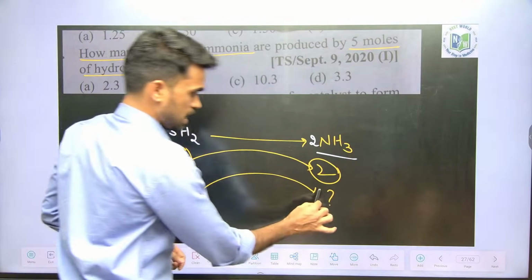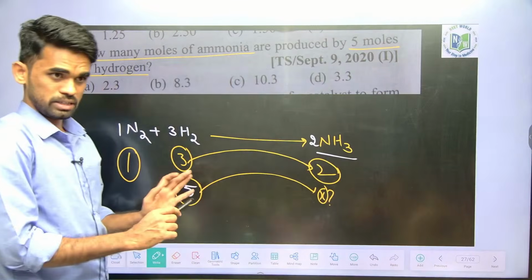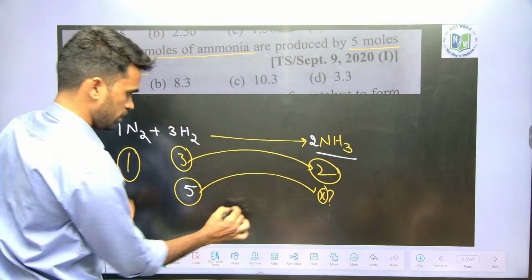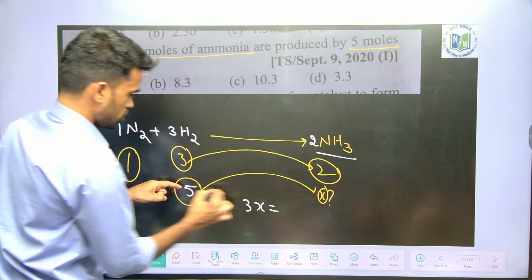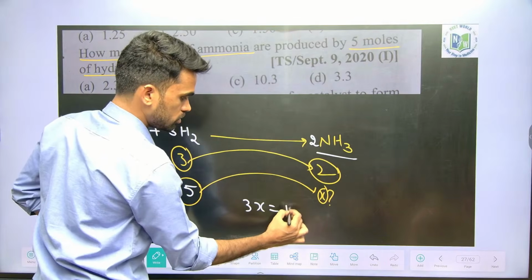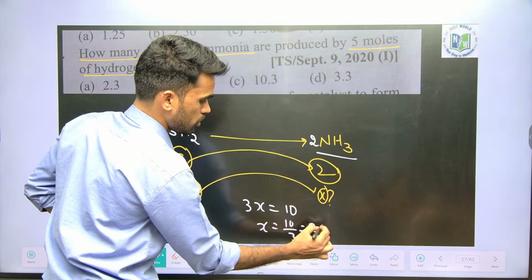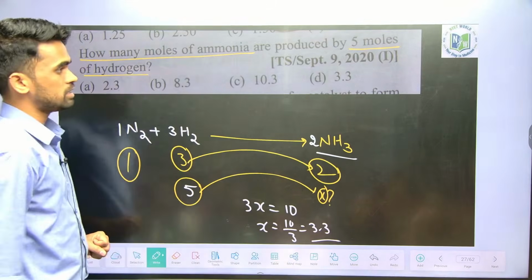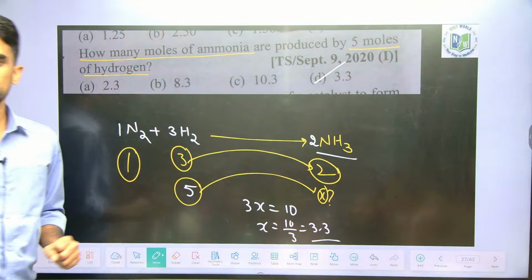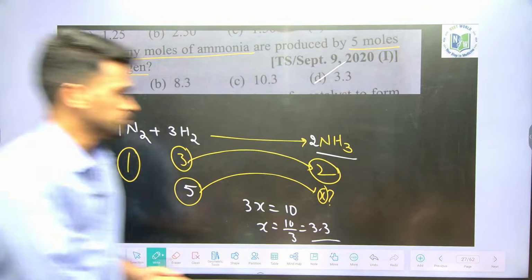So consider it as X. I told you, now the unitary method. So what to do? X into 3 equals 5 into 2. So X will be 3.333 like that. We will get option 4. Is this clear, everyone? Yes, right. Sir.